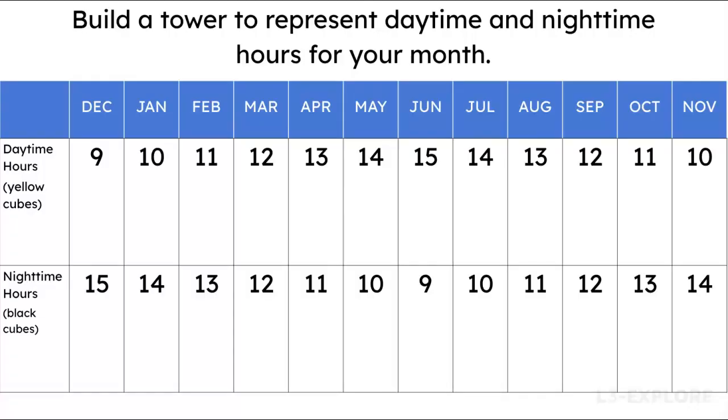For the Explore portion, you'll use the 12 laminated cards of the months of the year and divide the class into 12 groups and give each group 1 month. You'll then pour all of the black and yellow Unifix cubes from the kit into one big pile. You'll ask each group to build a tower for their month using the numbers from the daylight hours table shown here, with the yellow cubes representing the light hours and the black cubes representing the hours of darkness.